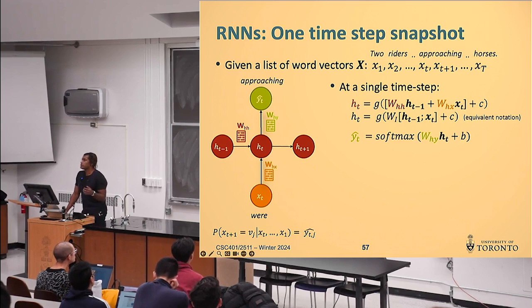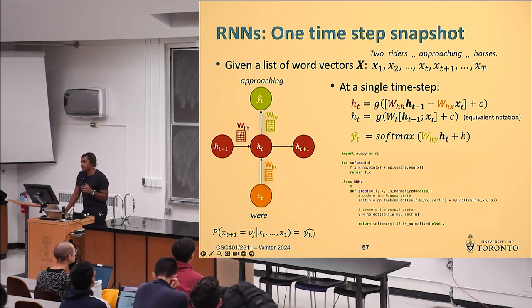If this is all too abstract, here's a concrete code implementation of a very simple RNN, where you're just doing this in Python using NumPy so that you have a concrete understanding of how it looks like in code. Any questions?